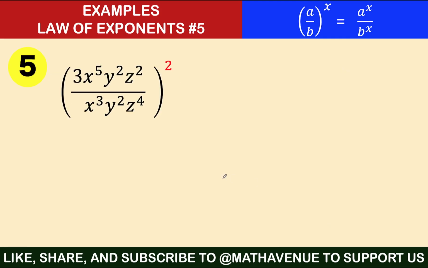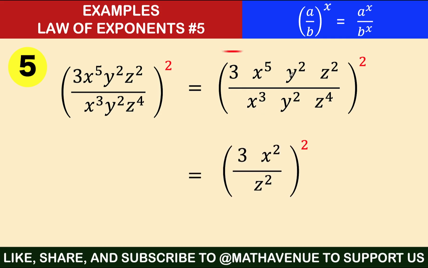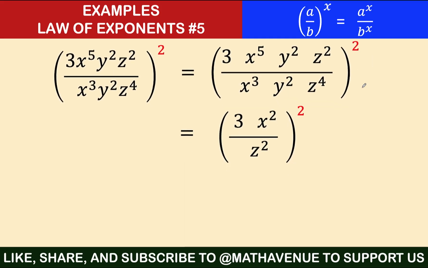Next problem. When you have something like this, you know that we are going to simplify inside the parenthesis first before we raise to the second. So let's rewrite it this way. 3 is alone, so just copy 3. X to the fifth divided by x to the third is x squared. Y squared divided by itself is 1, so no need for us to write that anymore. And c squared divided by c to the fourth is 1 over c squared. That's why it's now written in the denominator. Then copy the outside exponent 2. And from here, we can now apply law of exponent number 5.